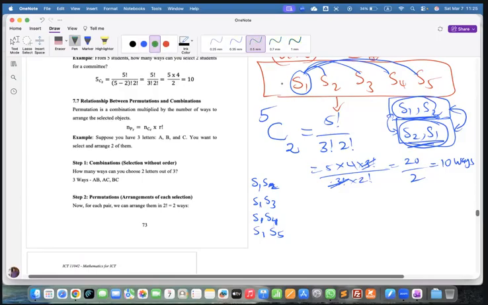Now, if I take student 2, I cannot make a group with student 1 again. Why? Because student 1 and student 2 are already considered as one group.